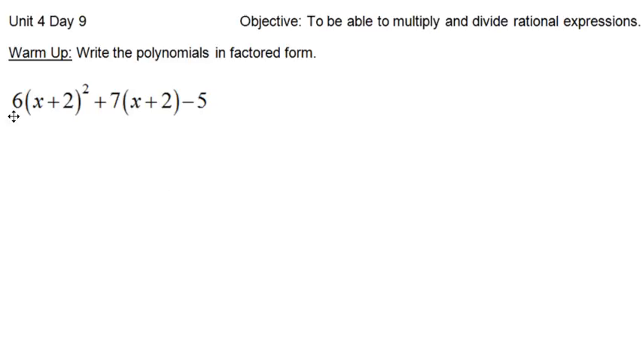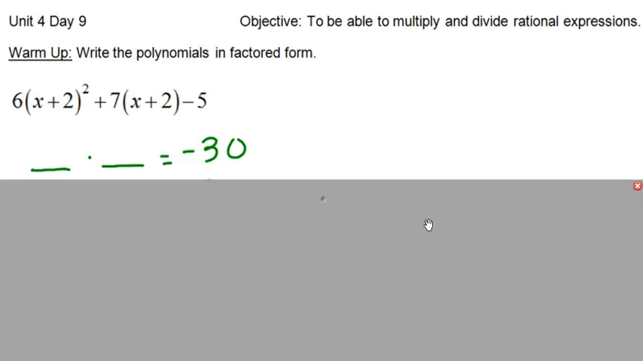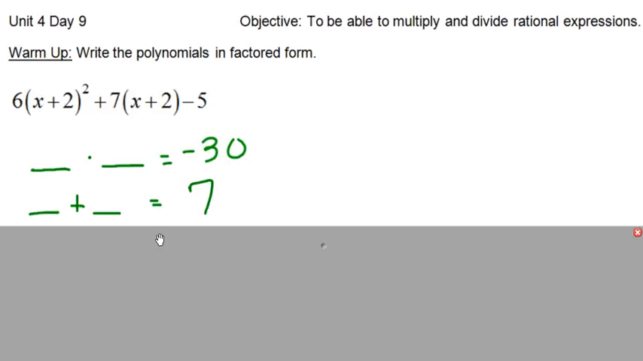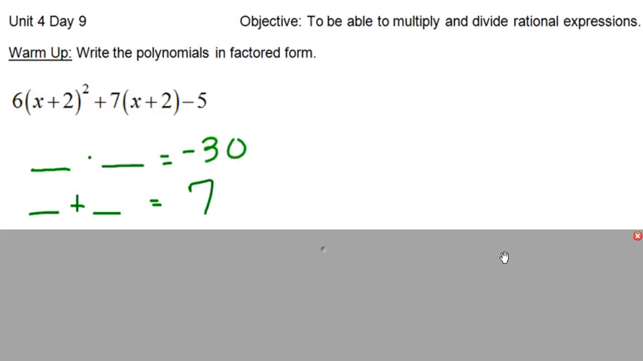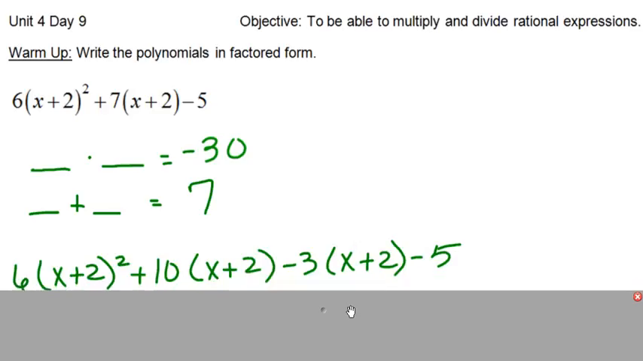Like we normally do, we take the leading coefficient times the constant and ask ourselves, what times what gives us negative 30? We also have to ask ourselves, what plus what gives us that middle term, that linear term, of 7? Thinking about what we can multiply together to get negative 30 and add to get 7, we come to the conclusion that we can use a positive 10 and a negative 3. Because 10 times negative 3 is negative 30, and 10 plus negative 3 is 7.